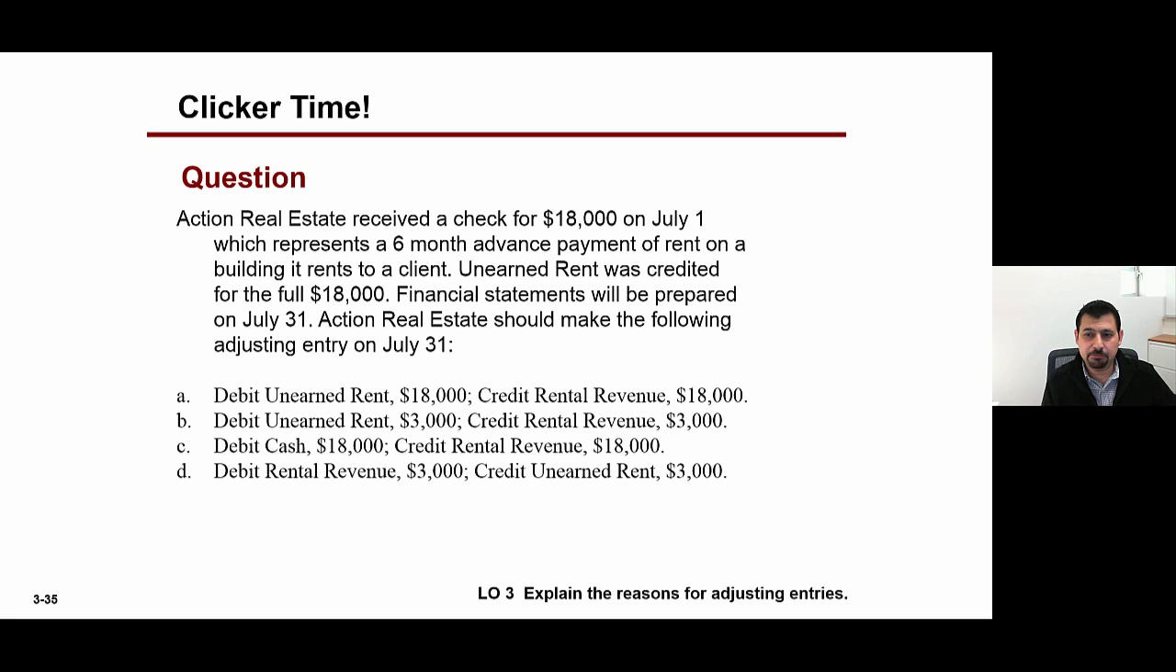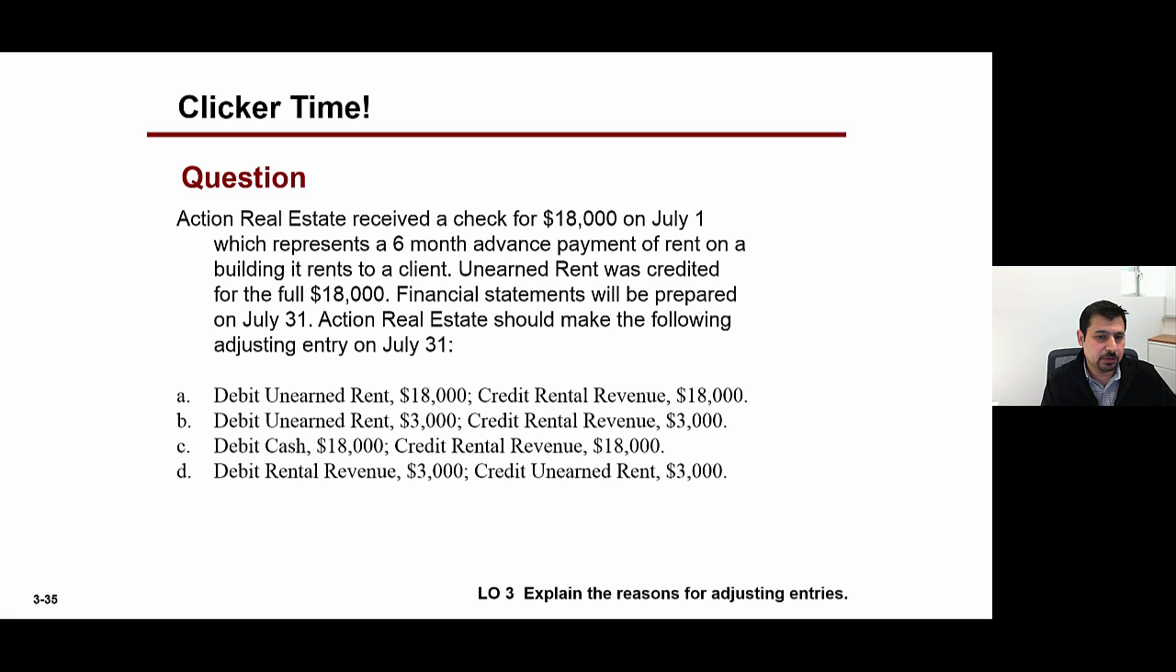So this is a typical problem. Action Real Estate received a check for $18,000 on July 1st, which represents a 6-month advance payment of rent on a building it rents to a client. Unearned rent was credited for the full $18,000. Financial statements will be prepared on July 31st. So basically, we need to make the adjusting entry. Action Real Estate should make the following adjusting entry on July 31st.